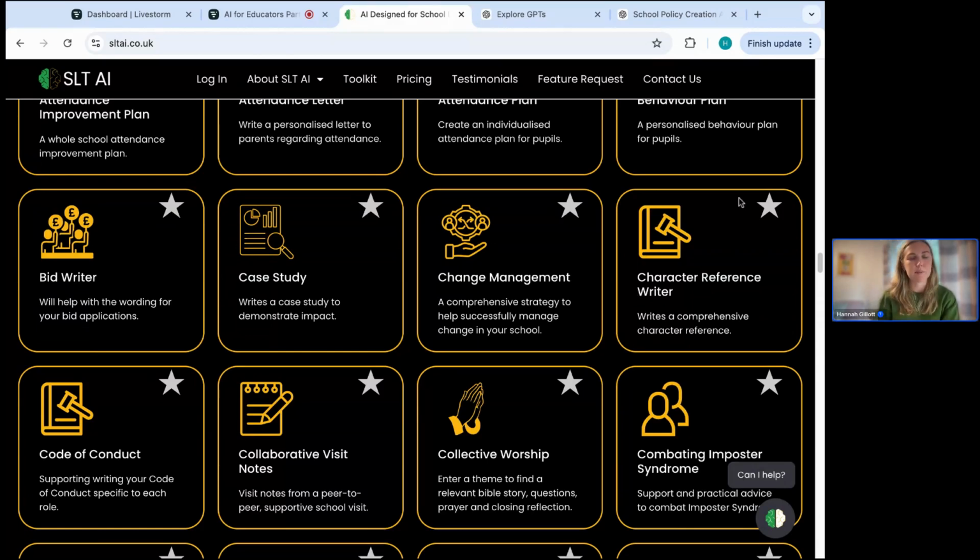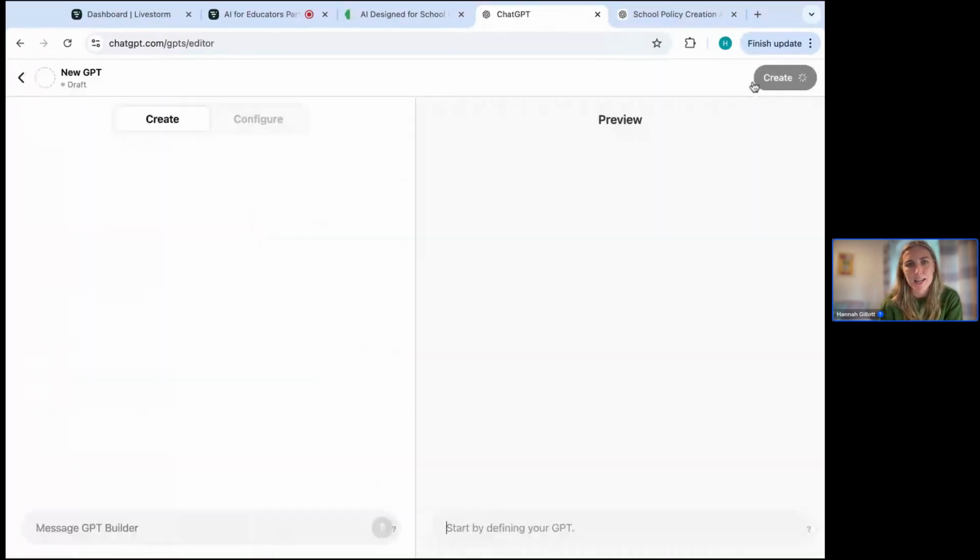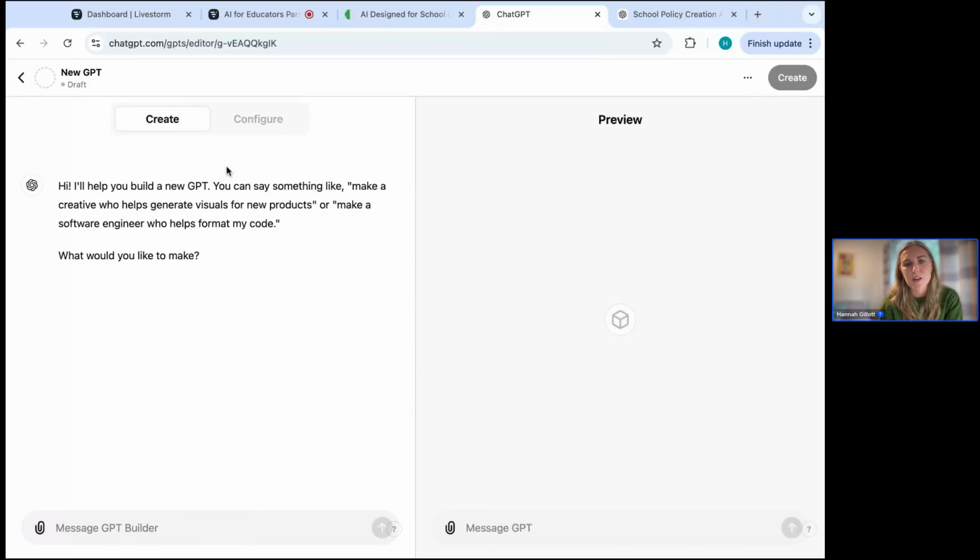And how do we do that? We go on to this exploring creating your own GPTs. So I've just signed into my regular ChatGPT account here. And if you go to the top right there, you'll see this big black button that says create. And if we click into that, we get the option to go and build new GPTs.